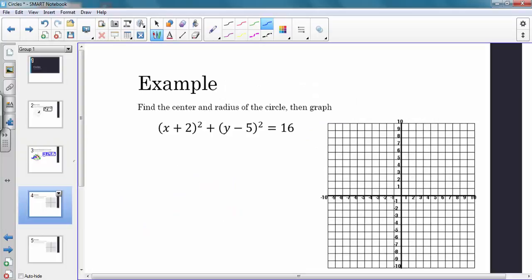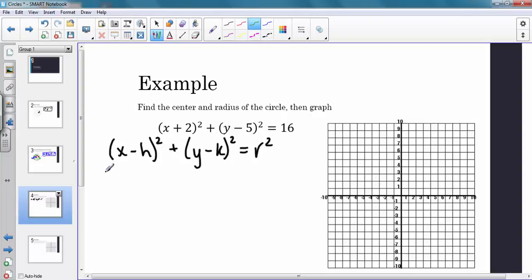So now let's look at our first example. We have x plus 2 squared plus y minus 5 squared equals 16 squared. Remember that the equation in standard form is x minus h squared plus y minus k squared equals r squared. So first, let's rewrite our example in standard form.